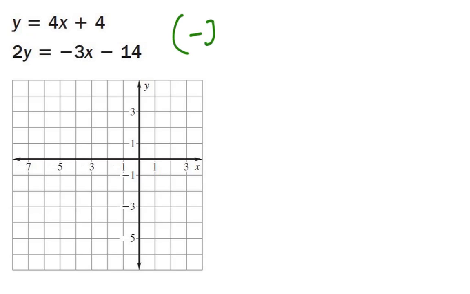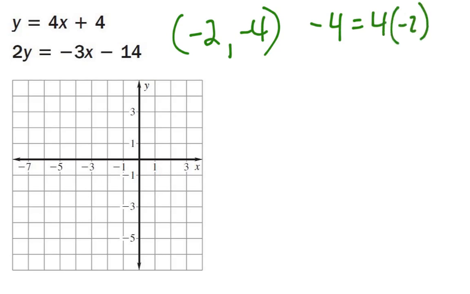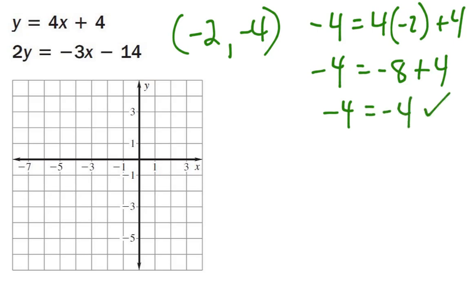With a solution of -2, -4, I need to go and plug this into both equations and see that it makes true statements. Equation 1. 4 times -2 plus 4. So I get -4 equals -8 plus 4. -4 equals -4. So it works for equation 1.